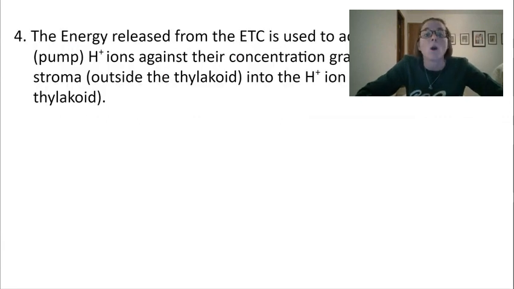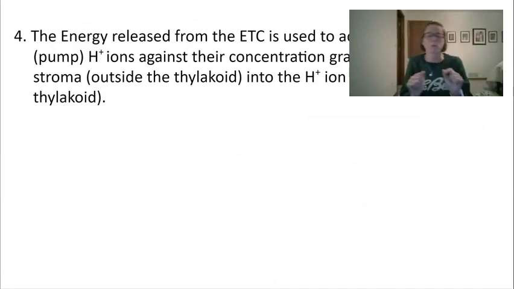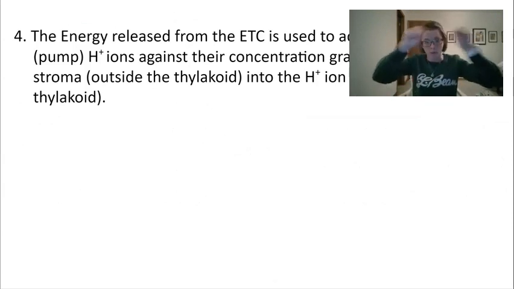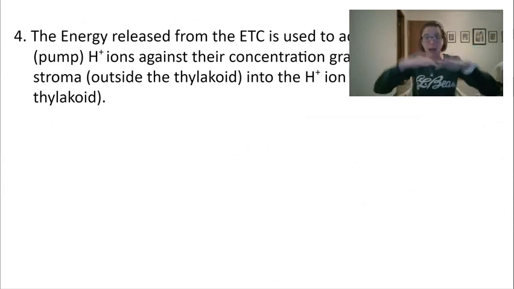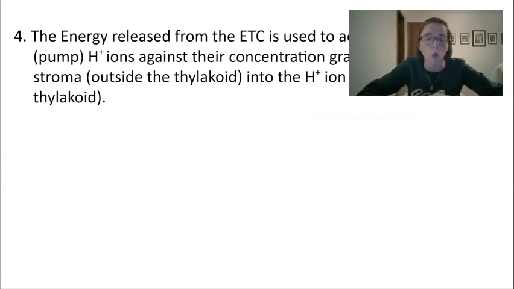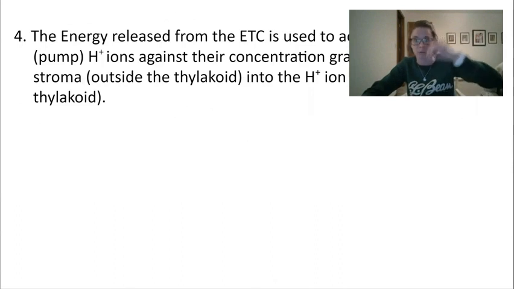Okay. Number 4. All that energy that is released from the electron transport chain, photosystem 2, photosystem 1, both of them, is used to actively move those hydrogen ions against the concentration gradient. So again, we're going to be using a pump in this place. And we're going from the stroma, so outside of the thylakoid in the chloroplast, and we're going to pump those across the thylakoid to the inside. So like into the pancakey part.